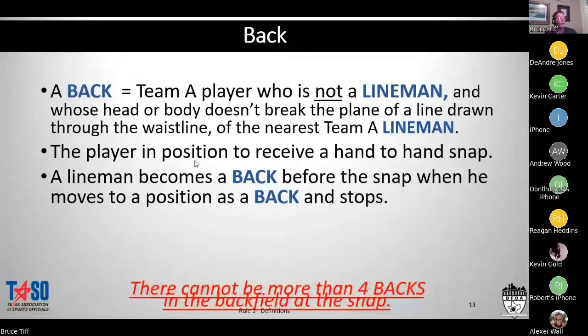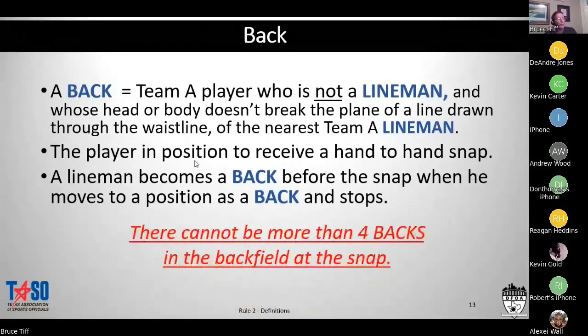Okay, very, very important. There cannot be more than 4 backs in the backfield at the snap. And we're going to talk more about this when we get into scrimmage play lessons down the road. But the key thing you can't take away from this is, well, if there can't be more than 4 backs in the backfield at the snap, then I have to have 7 people on the line. That's not what this is saying. This is saying that you just cannot have more than 4 backs lined up in the backfield at the snap.